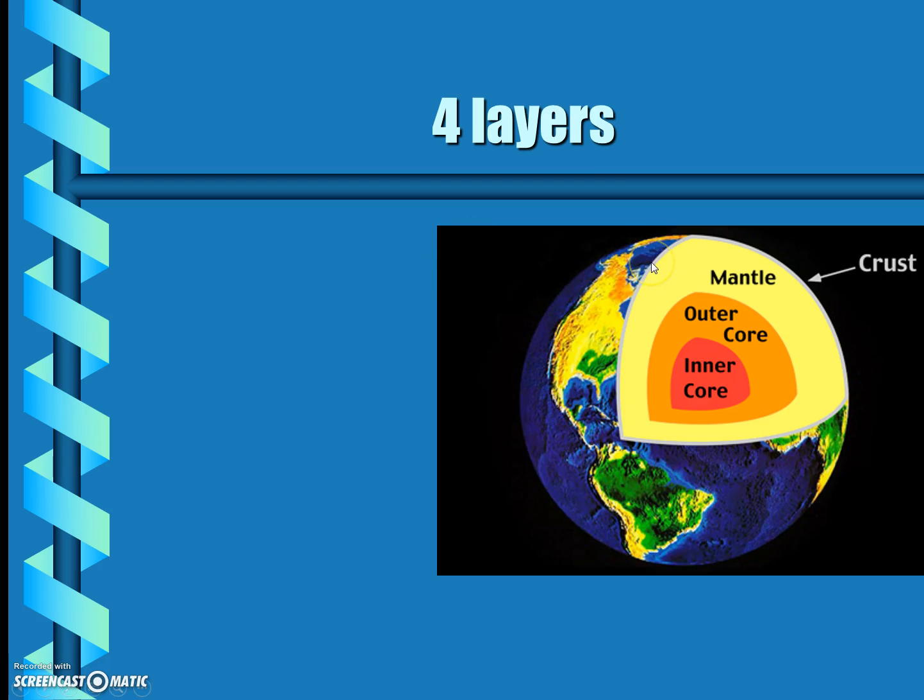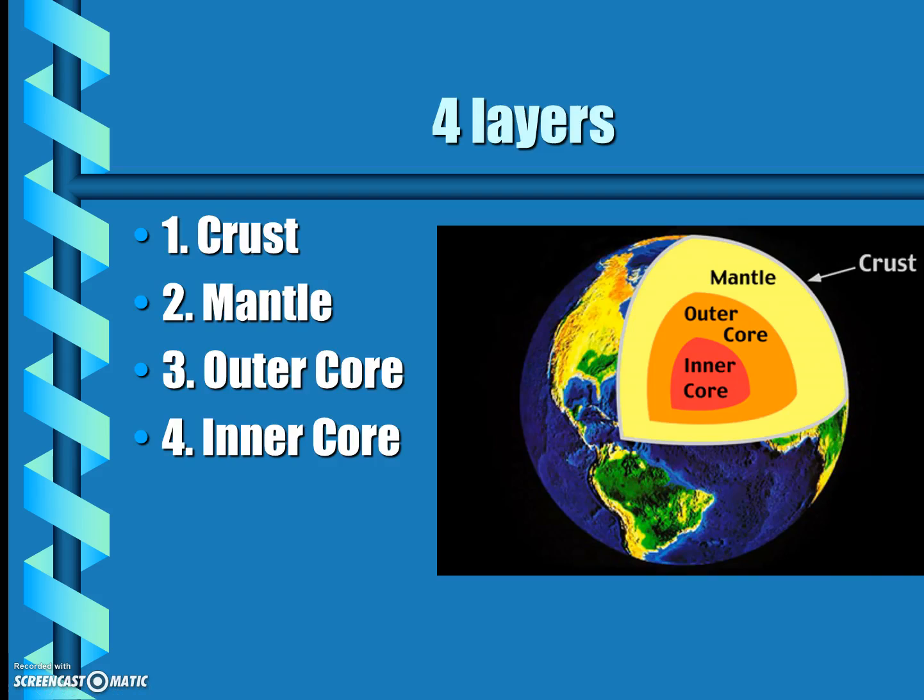There are 4 layers, so we previously talked about this on the first slide. The first one is crust. This is the thinnest layer. The mantle, the outer core, and the inner core. So make sure you know all 4 of those. Very, very simple for you to know. The crust, the mantle, outer core, inner core.